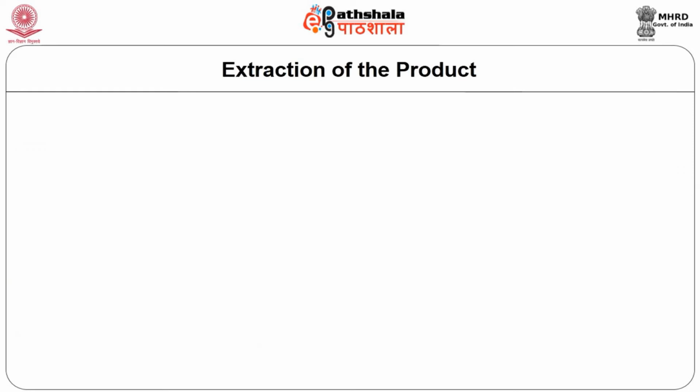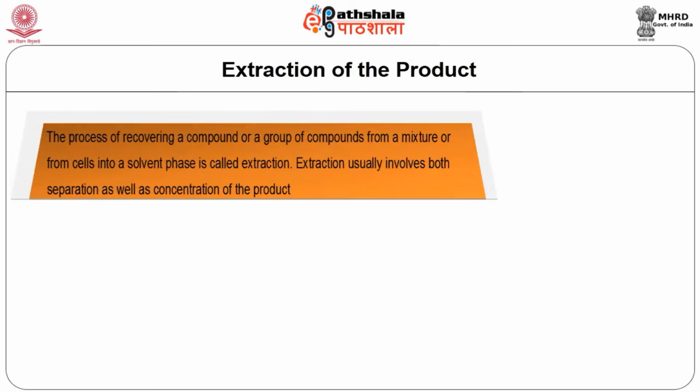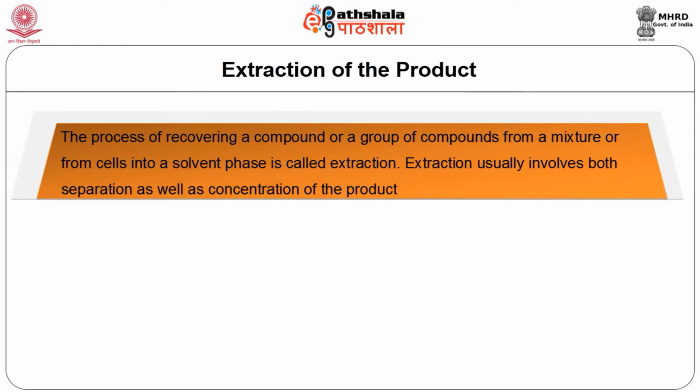Now, let us consider the third step in downstream processing, that is extraction of the product. The process of recovering a compound or a group of compounds from a mixture or from cells into a solvent phase is called extraction. Extraction usually involves both separation as well as concentration of the product. There are three types of extraction procedures. First one is the liquid-liquid extraction.